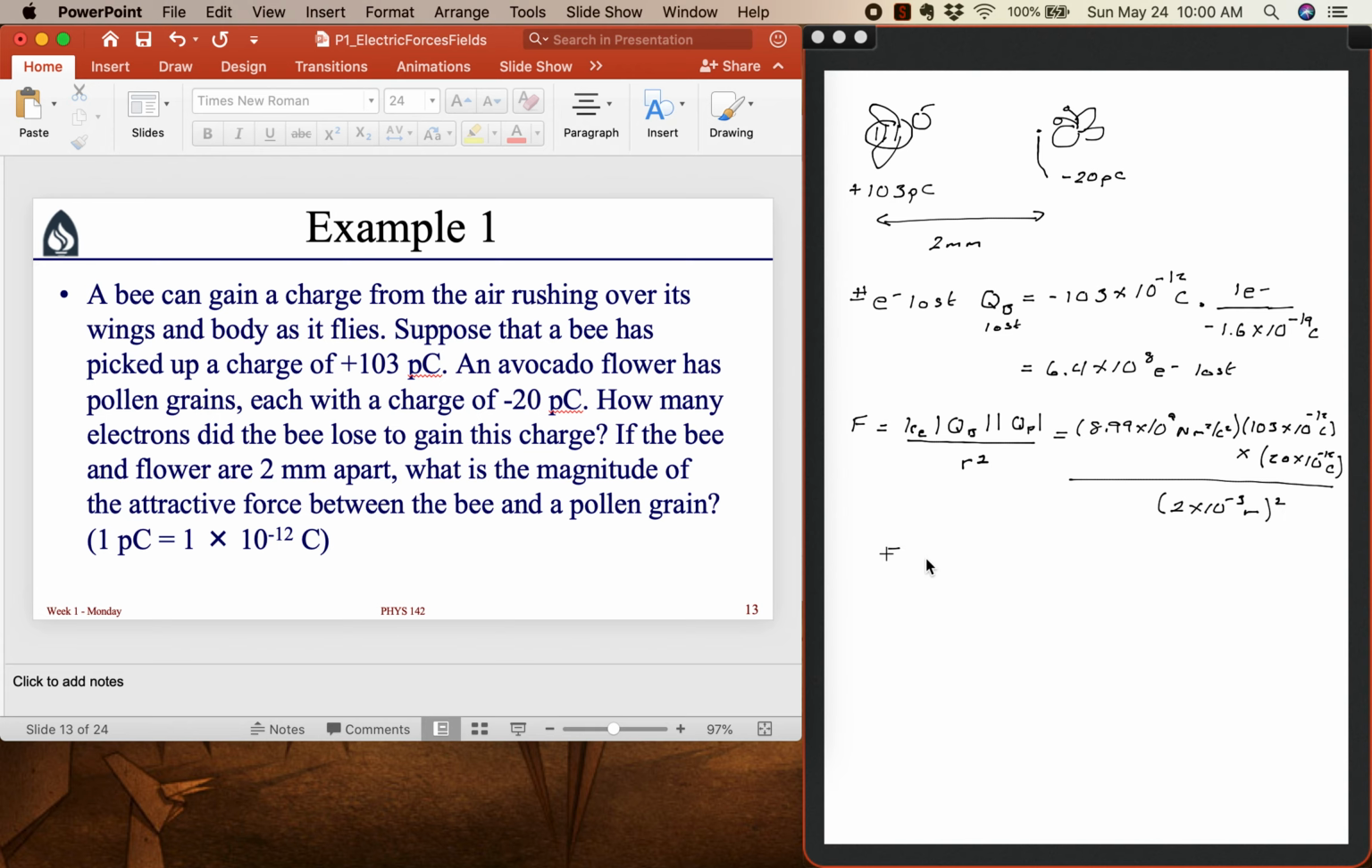So the amount of force between the bee and the pollen is going to be equal to 4.63 times 10 to the minus 6 newtons. So that's the amount of attractive force between the bee and the pollen grain in the flower.